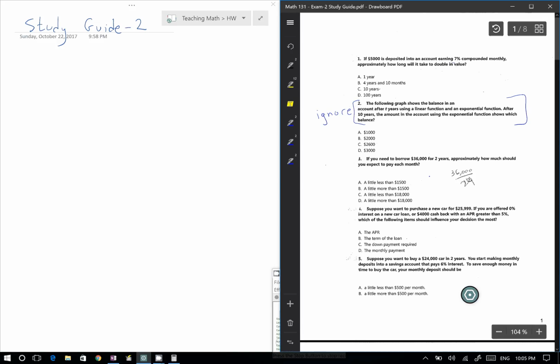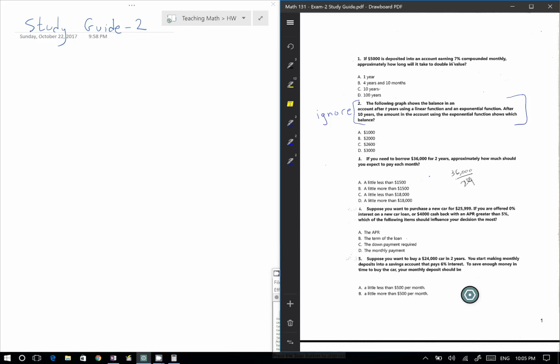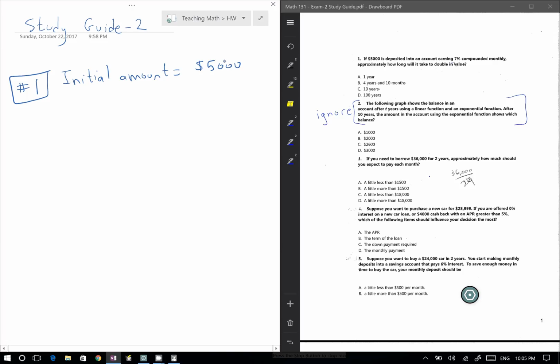Okay, so starting with problem number 1, we have an initial amount that's equal to $5,000. And it earns an APR of 7%. And we want to find the doubling time. So how much time for the investment to double in value, whether years or months.